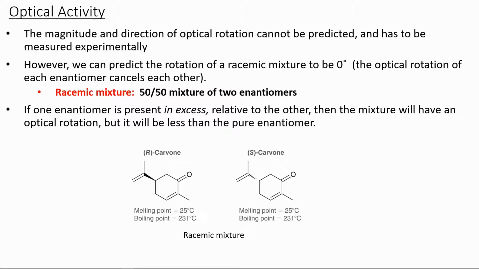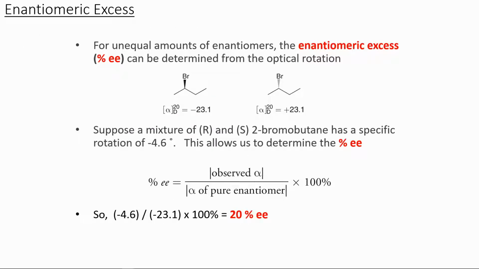If one of the enantiomers is present in excess, so for example a 60-40 mixture, then we're going to have an unequal amount of the two enantiomers, and it'll affect the optical rotation. Because there's more of one than the other, it'll either pull the optical rotation to be positive or negative. For example, if we look at these two molecules, what if we know a pure R sample and a pure S sample have these two values? What if we have a specific rotation of 4.6 degrees?